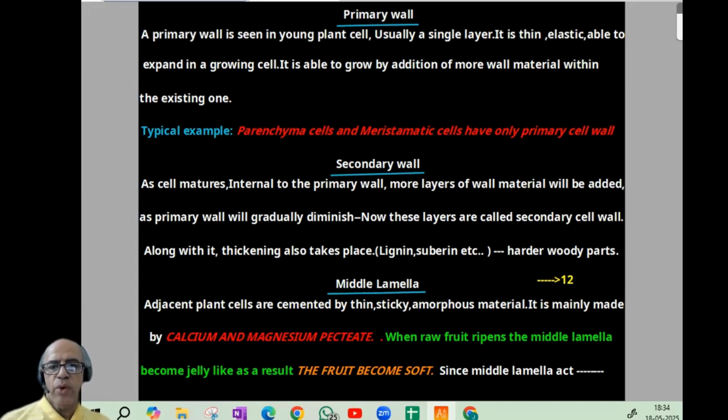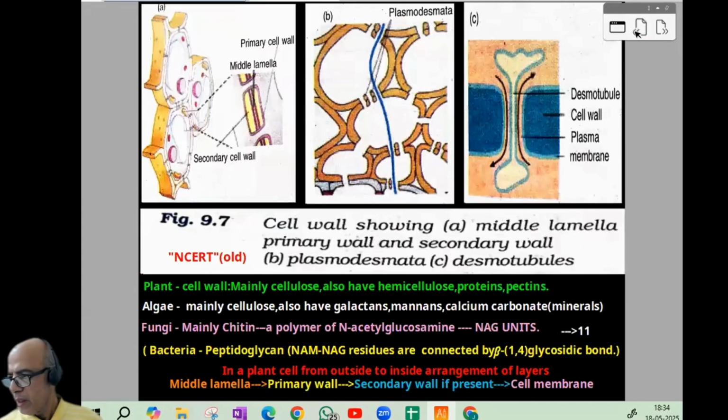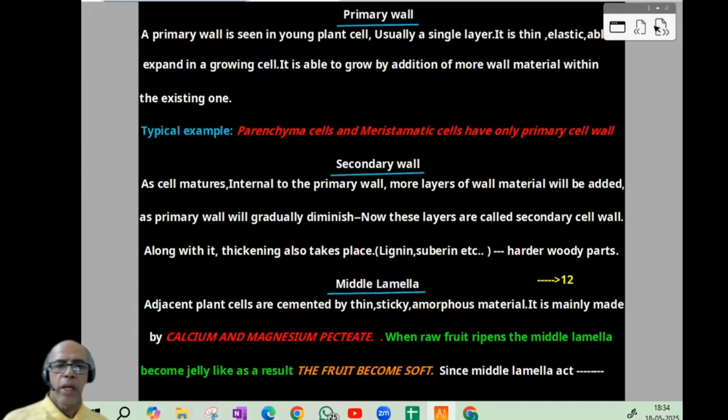Now, after the secondary wall, the next layer is the middle lamellae. Middle lamellae is an important item for the exam. Adjacent plant cells are cemented by a thin, sticky, amorphous material, mainly made of calcium and magnesium pectate. Here you can see the middle lamellae, which is why I put these diagrams. Calcium and magnesium pectate. When raw fruit ripens, the middle lamellae become jelly-like. As a result, the fruit becomes soft.